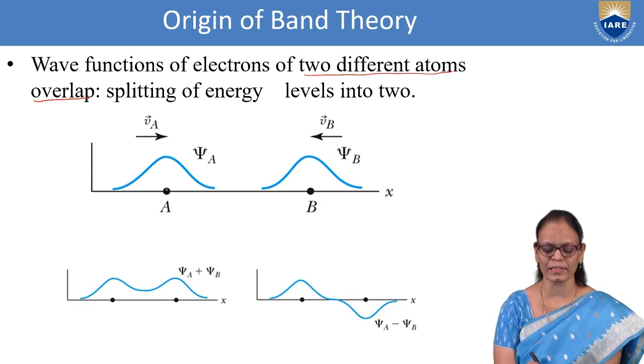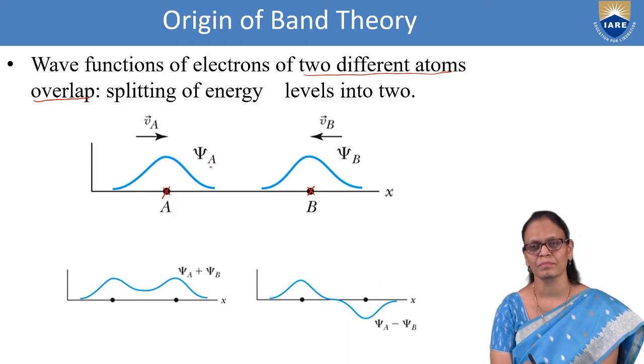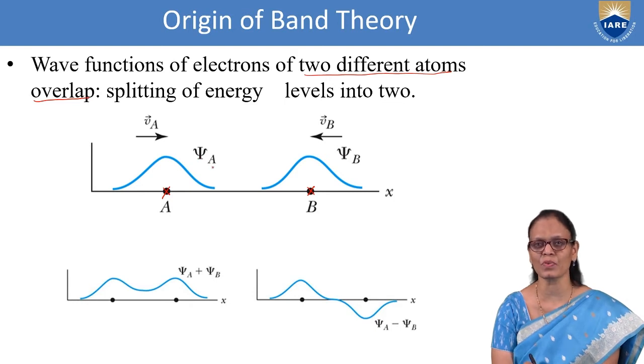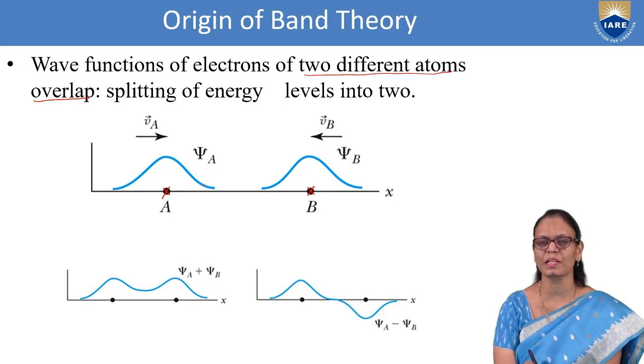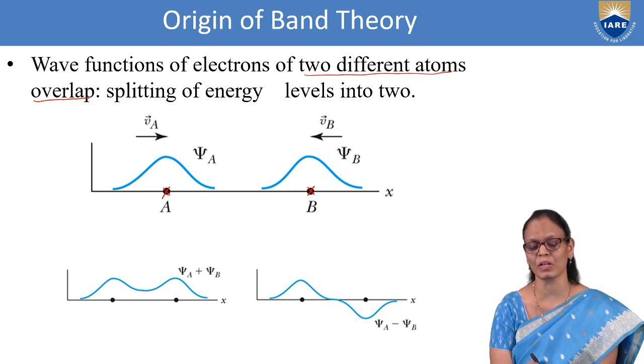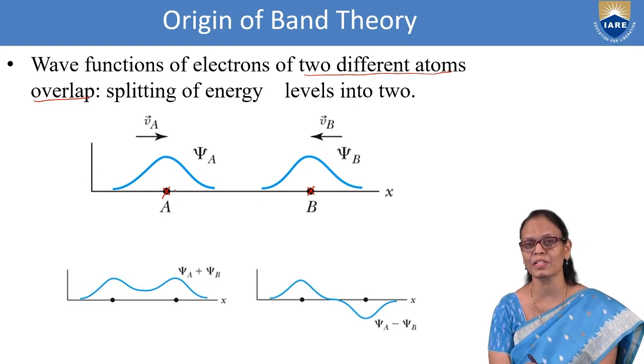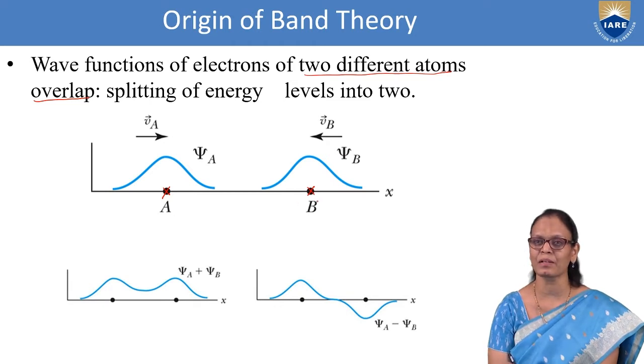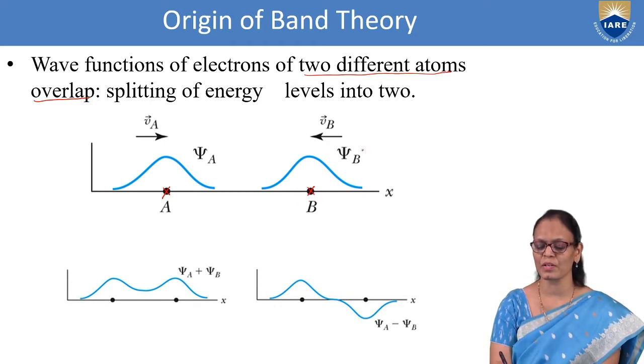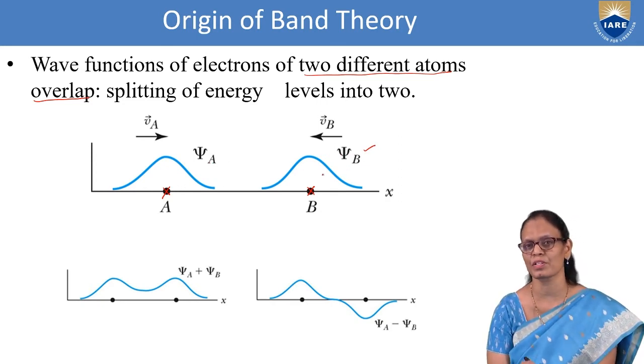Here this is atom A and this is atom B. Now the wave function of the first atom is represented by psi A. This is how we are representing the wave function of the first atom, because the electron is in motion and we are considering it to exhibit wave nature. So we are representing it with a wave function. Now this is another atom B, whose wave function is denoted by psi B. So psi A and psi B are denoting these wave functions.